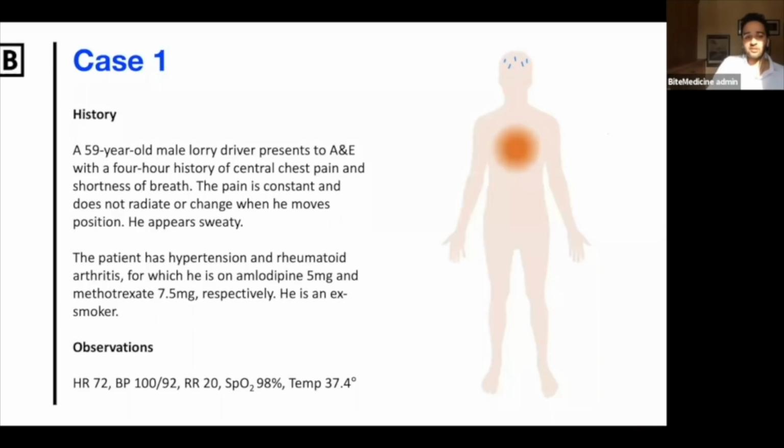So a little bit non-specific, nothing I would correct immediately over here. So that's the history. Now, let's have a look at his ECG.